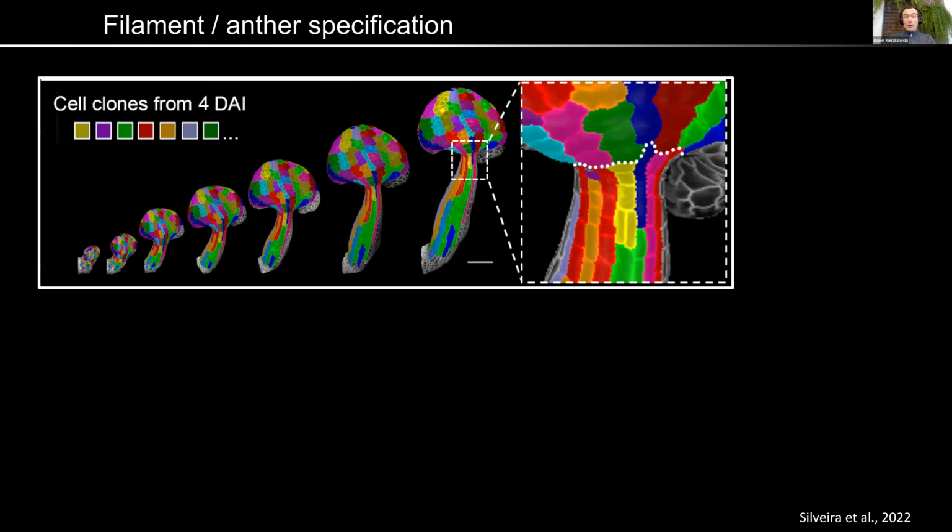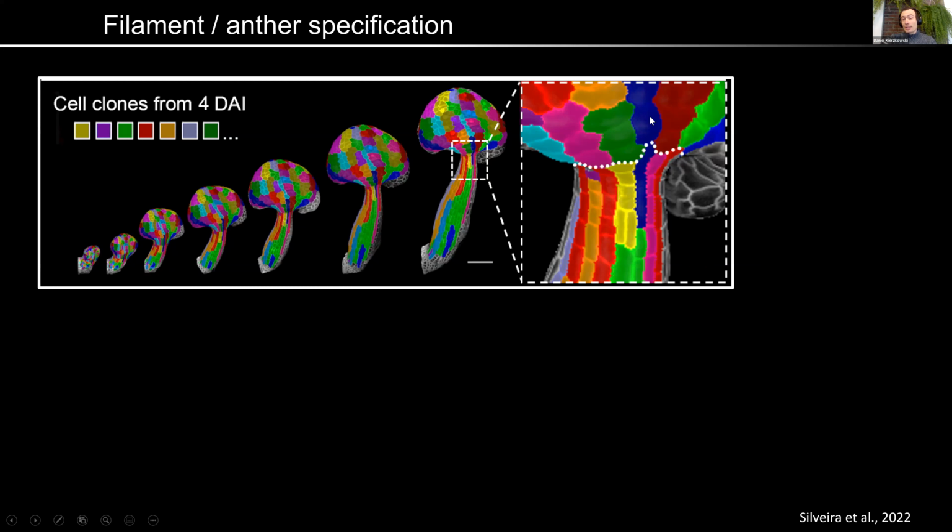We can also now precisely determine the timing when different parts of the organ are specified, when the filament and anther are getting distinct fates. To do so, we can use the cell clones. Basically, we mark the cells with specific color at the very early stages, so at 4 days after initiation in this case, and we look how they develop over time, and we look at their sector, so their progeny.